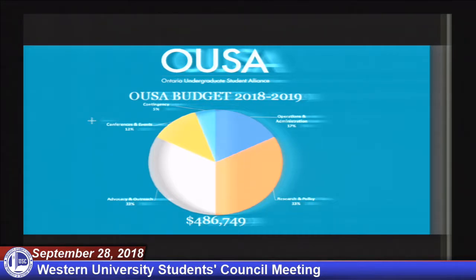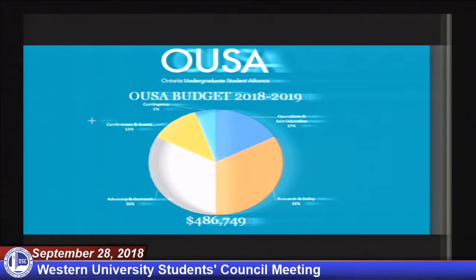So this is just a little bit of a breakdown of where our money goes. In case you can't see it, I'll identify by color for you. In the bottom left-hand corner, you have that gray bucket, and that's all the money that goes to advocacy and outreach initiatives. That's about 33% of our budget. That little orange side, that's research and policy. Another third of our budget goes towards those activities.